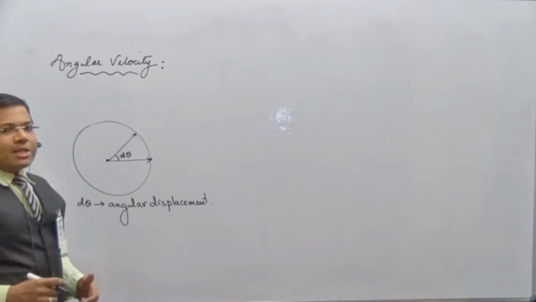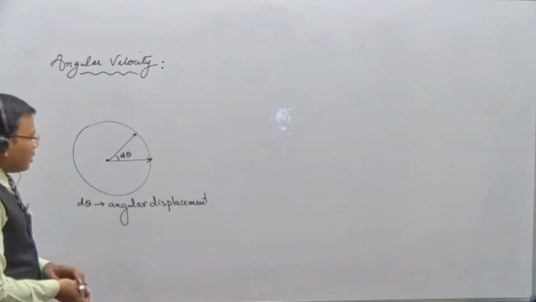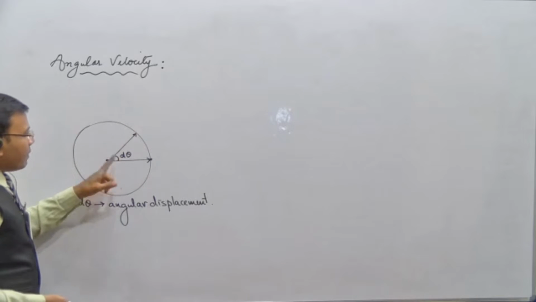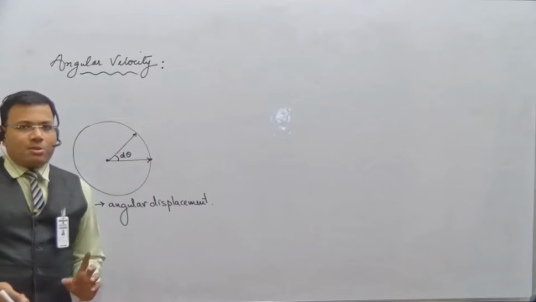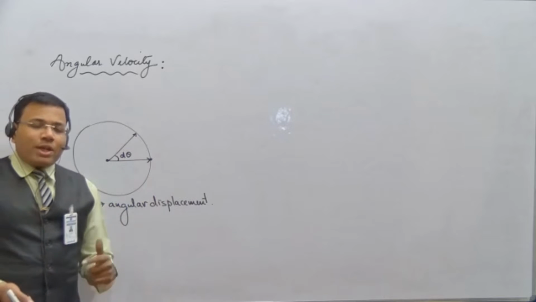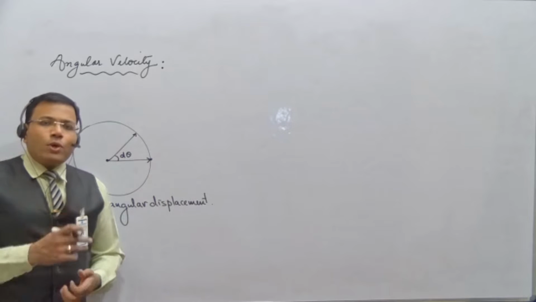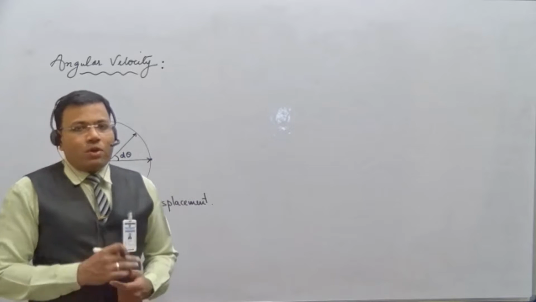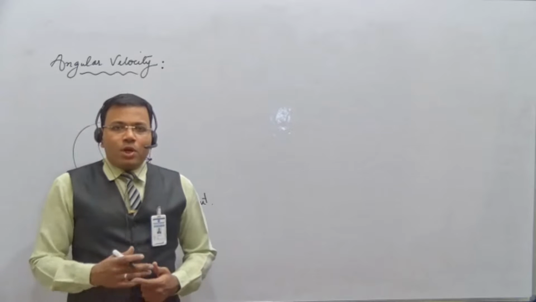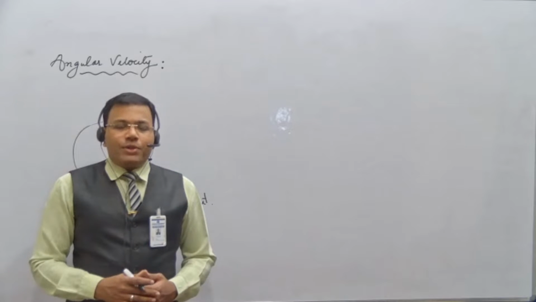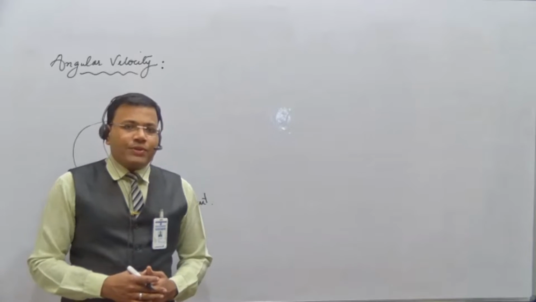We have linear displacement also. In the same way, the angle turned by the radius vector in the given time is called angular displacement. I hope it is clear what is angular displacement. Now students, how are we going to define angular velocity? The main topic of today's session is angular velocity.